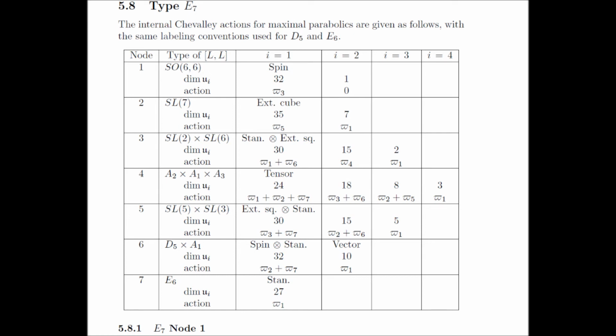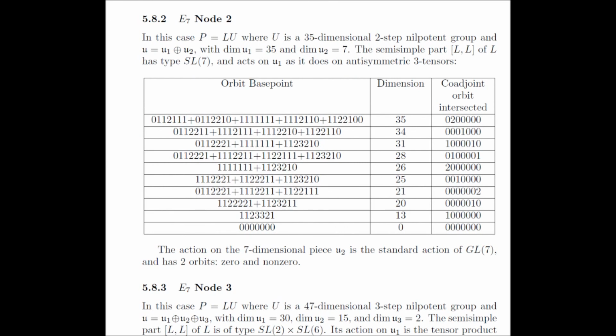So let's look at E7. Here's a table of all the internal Chevalley modules for E7. That means for each maximal parabolic, we look at the action of the Levi on each graded piece of its unipotent radical. These are each irreducible representations, the same ones that come up, for example, in the Langlands-Shahidi method. A list of the action for a given node, and it lists all the orbits.